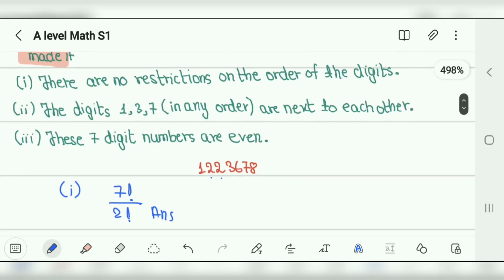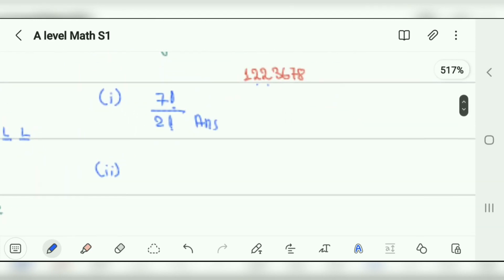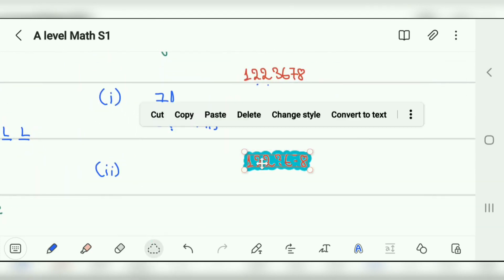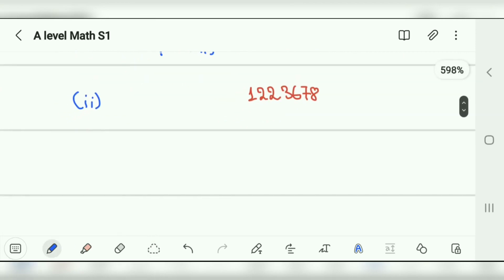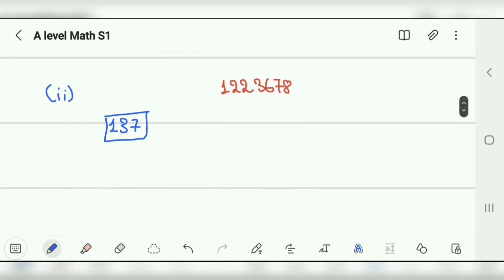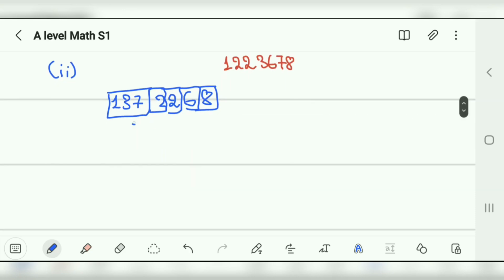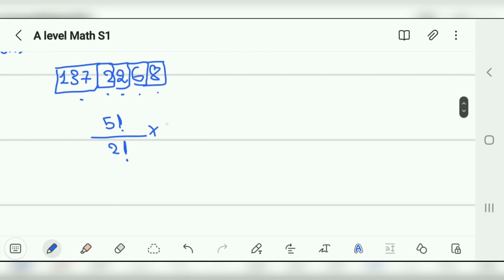Moving to part 2. The digits 1, 3, 7 are next to each other. So I'm going to put them in a group, and the remaining are 2, 2, 6, 8. They are in different boxes, which means 5 boxes, so 5 factorial upon, since these two are repeated, 2 factorial. And again, inside the group we also have to make an arrangement, so 3 factorial. And this is the answer.